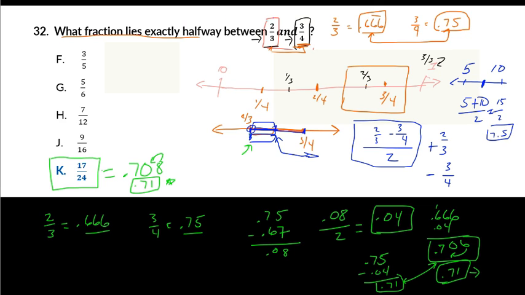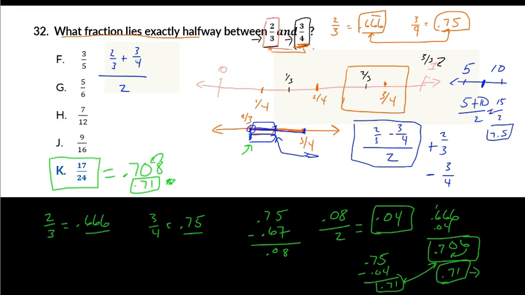So we can do the exact same thing with this fraction. We're given 2/3. We add it to the other fraction, 3/4. And we divide the whole thing by 2, and that will tell us exactly the midpoint. In order to add these two fractions together, we have to create a common denominator. You can find it by just multiplying the two denominators together, and in this case that works. 4 times 3 is 12. That is the lowest common denominator, so we'll use that.